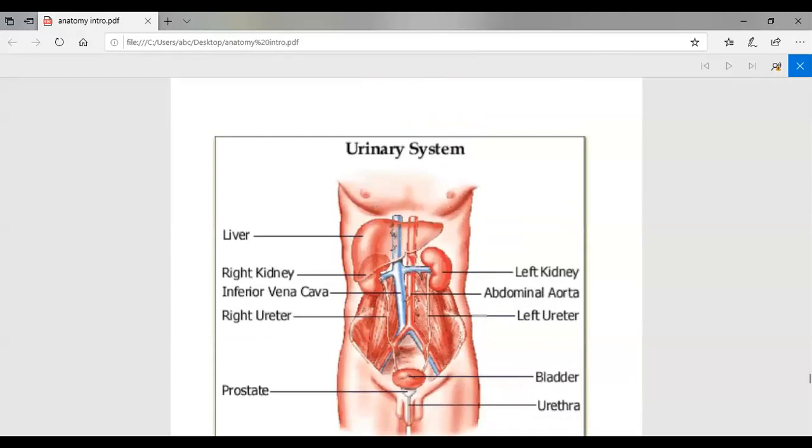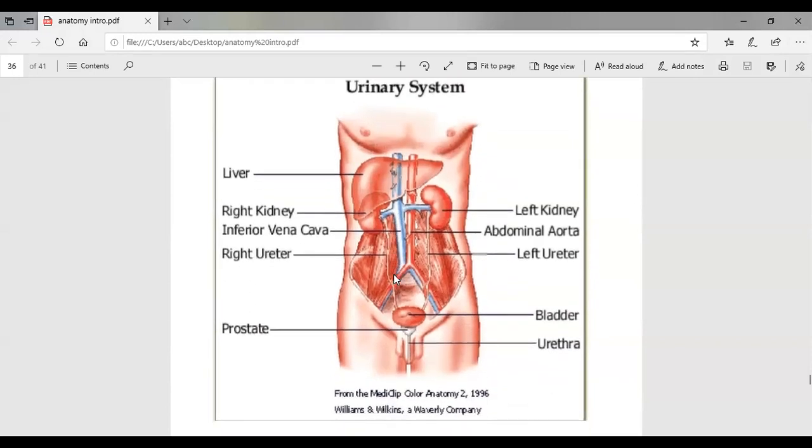This is the urinary system. Urinary system also I will speak very roughly. Can you see two kidneys, the left kidney and right kidney? What are they receiving? They are receiving impure blood.